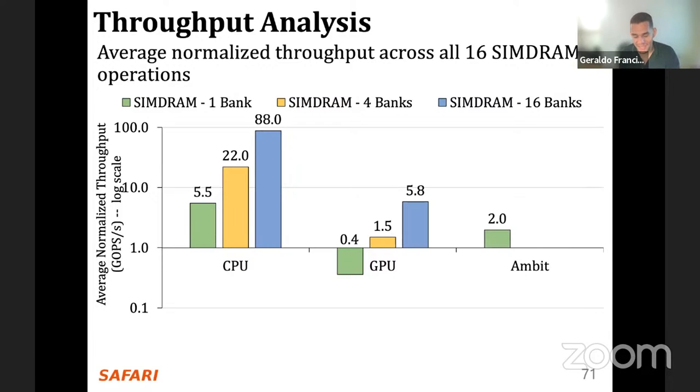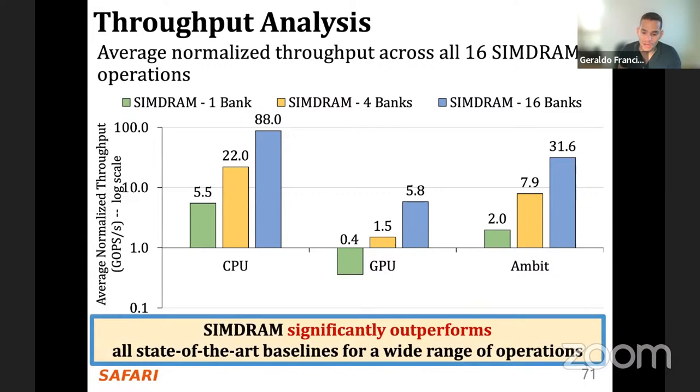Similarly, here the MBIT implementation is also using a single bank. So the fairest thing would be to compare SIMDRAM one bank with MBIT one bank. And we see that SIMDRAM outperforms MBIT by 2 times in that case. But by further increasing the number of SIMDRAM enabled banks, it outperforms MBIT by 7.9 times or 1.6 times. So the conclusion is that SIMDRAM significantly outperforms all of the state-of-the-art baselines, including CPU and GPU, for a wide range of operations.